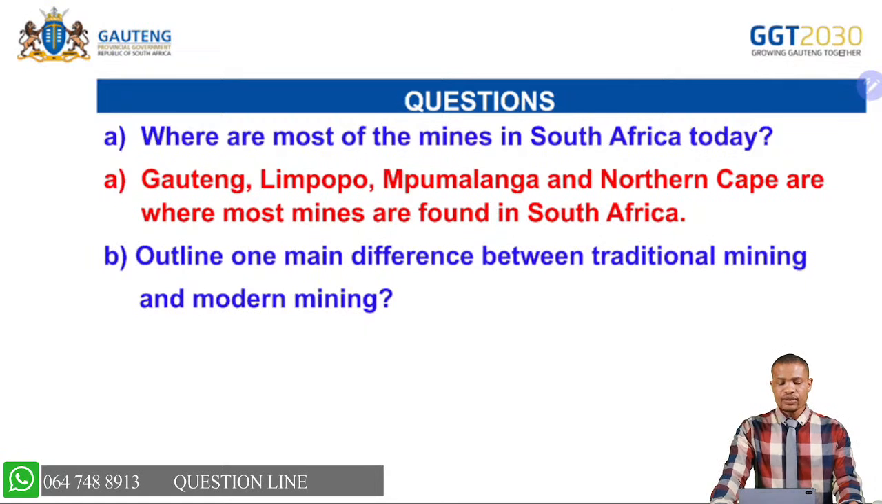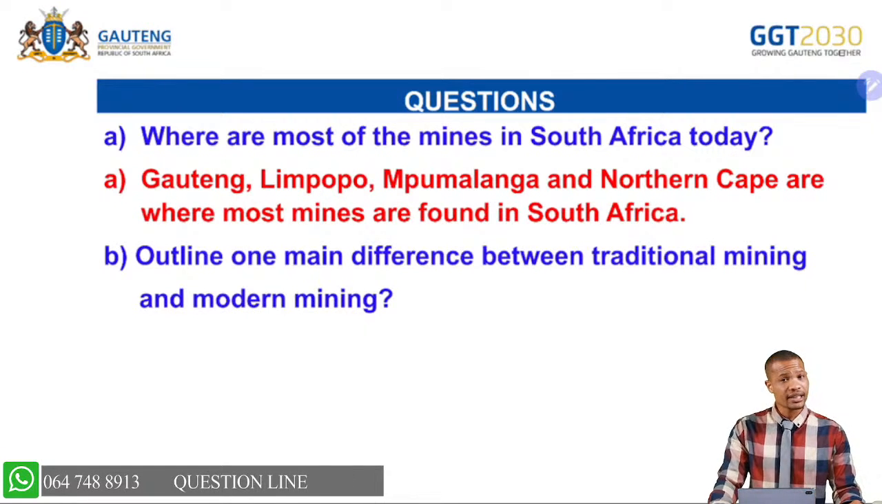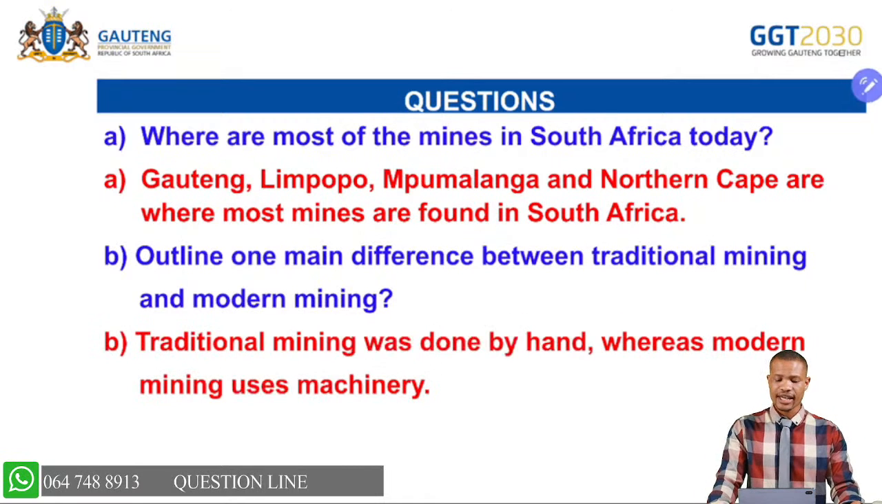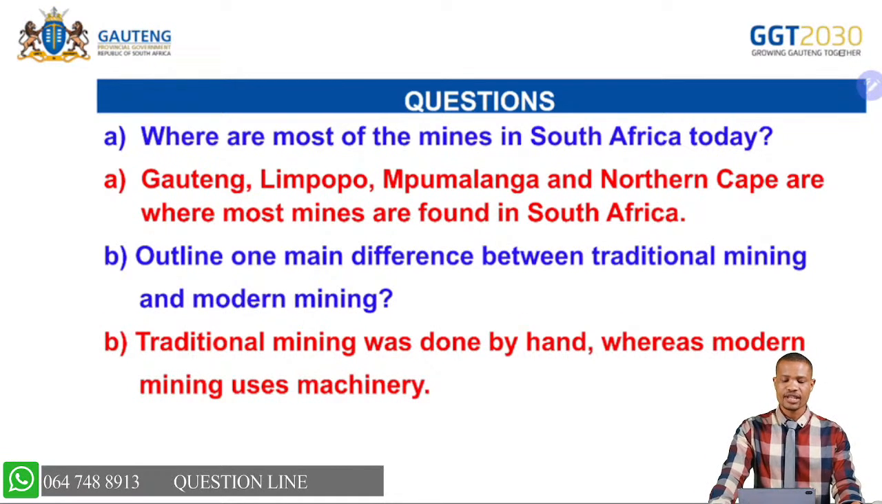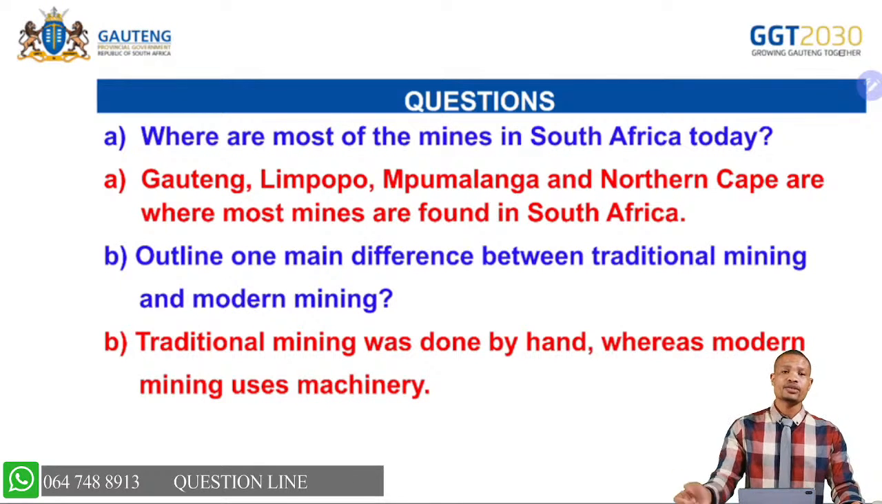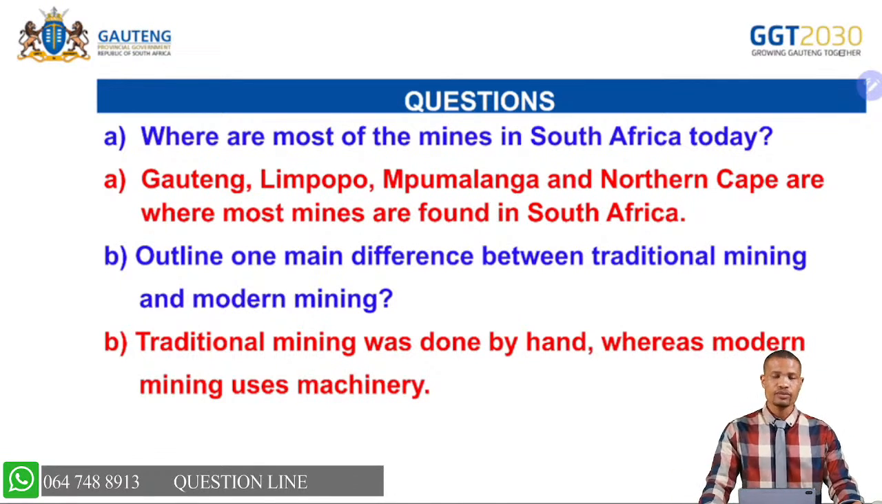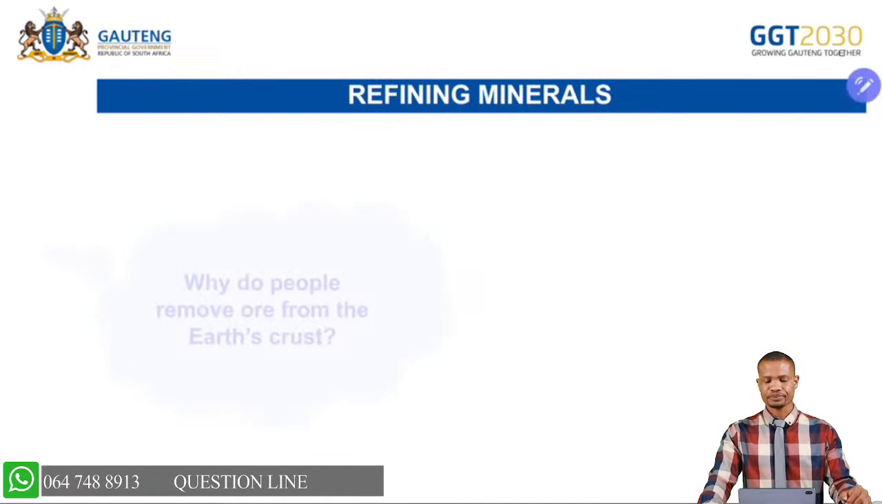Question B, outline one main difference between traditional mining and modern mining. What is the difference between the two? Yes, that's correct. Traditional mining involved the use of hands. Okay, it was done using hands. Whereas modern mining, we make use of heavy machinery. Okay, we use machinery, but still we require labor for both.